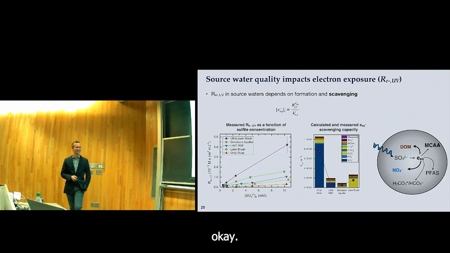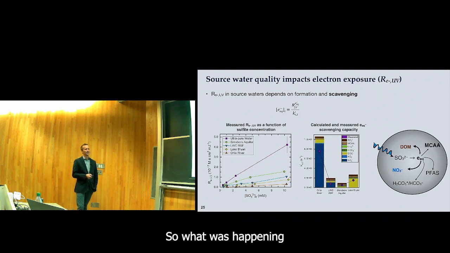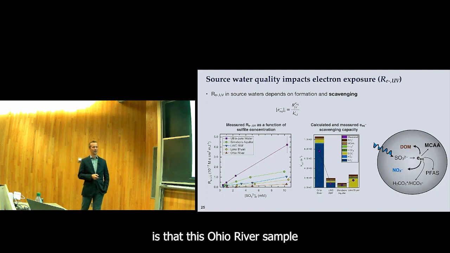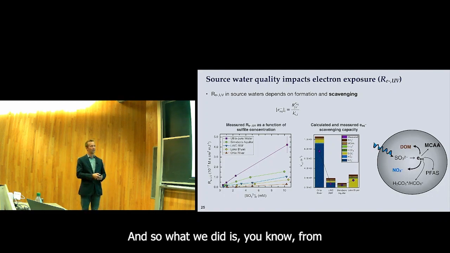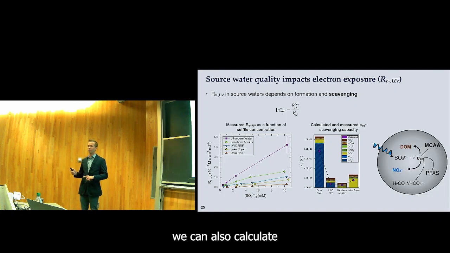Okay, so what happened? What was happening is that this Ohio River sample had a good amount of nitrate. And so what we did is, from this RE minus UV parameter, we can also calculate the scavenging part. And we said that's another part of this story. Where is the electron going? And it turns out for this Ohio River, it's very fast.